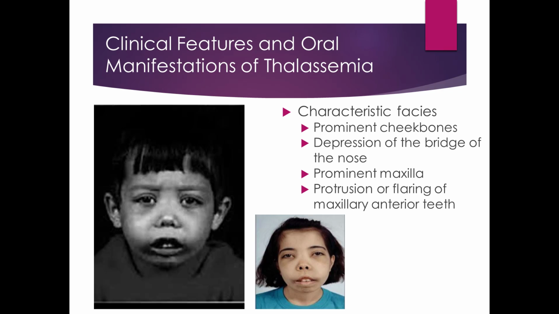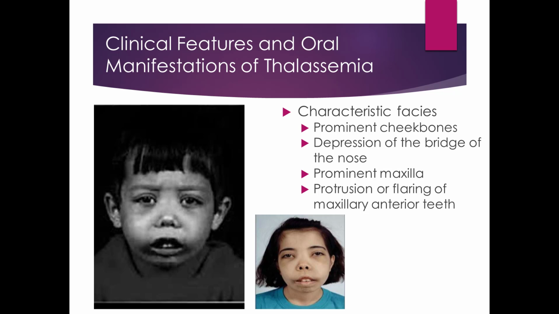And the face also has a particular characteristic feature. So we'll see prominent cheekbones, and the nose. Look at how the nose is sort of depressed, and then the maxilla is sort of outward. It's exophytic. It's very prominent. And then in the teeth, we've got protrusion and flaring of the maxillary anterior teeth. And if you think back, it may be something that you've seen before, but just didn't know why. And so that's the case.